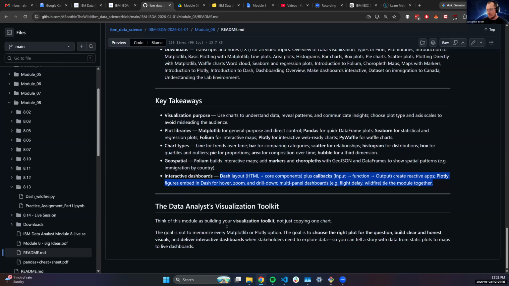Our goal for this module is to build out your entire visualization toolkit, not just learn or copy syntax or how to make one specific chart. Again, the goal is not to memorize everything, as is tradition, right? There's so much to learn in 10 weeks in this boot camp. You need to learn the 10,000-foot views, the high-level ideas. How do we know the right plots for the question? How do we build clear and honest visualizations, as well as deliver interactive dashboards for non-technical stakeholders to provide self-serve analytics, right?